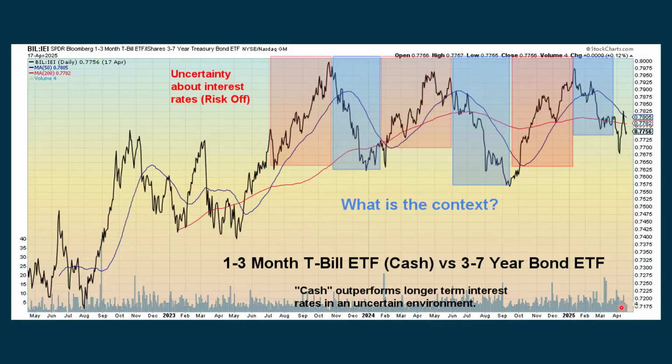Bonds, and this is where we're looking at the context, and we're looking at the interplay between different kinds of bonds. Short-term bonds, which are 1 to 3 month T-bills, you could almost call that cash. And how are they performing against 3 to 7 year bonds? When this ratio is going up, that means there's uncertainty about inflation and interest rates. When this is going down, that means the market's not as concerned about inflation and interest rates. And we're still basically coming down. We saw a bit of a spike up and then more of a decline recently. So this is suggesting shorter term, the market's not really concerned about inflation or interest rates.